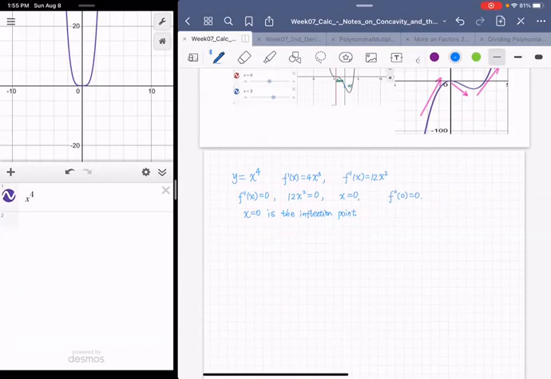So we can do here, we do the sign chart. This is x equals 0. Your second derivative is 12x squared.